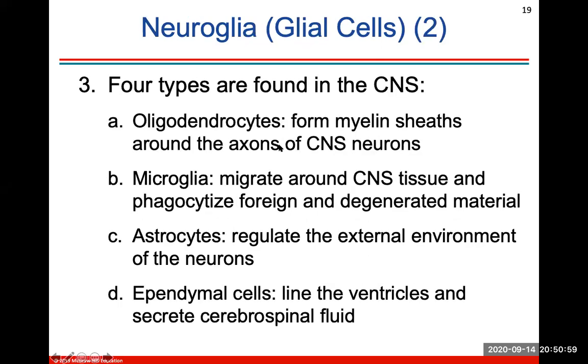Then there are four types of neuroglial cells found in the central nervous system. And again, backing up here, the two types of cells in the nervous system are neuroglial cells, or just glial cells, and your neurons themselves, which are made of the axon, dendrite, and cell body. So we're going over the neuroglial, or the support cells, now, and you should have a good understanding of what the four neuroglial cells are in the central nervous system.